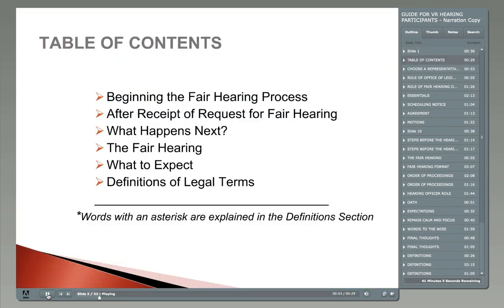So here's the table of contents. We're going to take a look at beginning the fair hearing process. What are some success tips, helpful hints around that? After the receipt of request of hearing, what to do then, what happens next. We're going to look at the fair hearing itself. We're going to look at what to expect. And then finally, we're going to round that out with a definition of some legal terms that may be helpful to you. So let's jump in and get started.